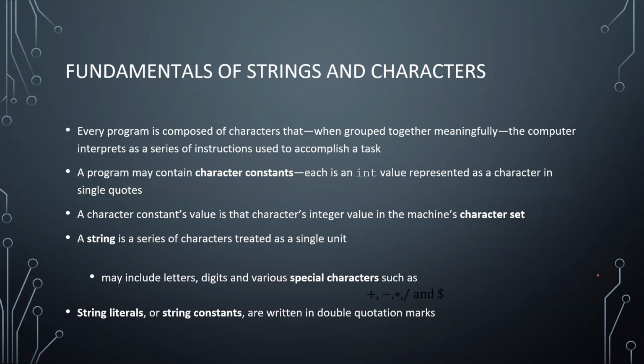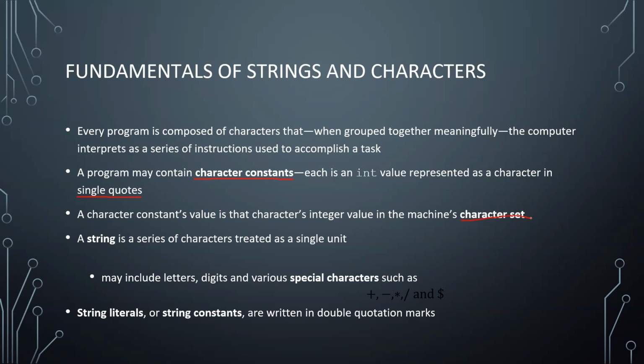Now, some fundamentals about characters and strings. Every program is composed of characters, and when you put those characters together, it forms words, words form sentences, sentences form paragraphs. So a program can contain a character constant, and as far as the computer processor, the compiler are concerned, that character constant is going to be an int value represented by a single alphanumeric in single quotes. A character's constant value is that character's integer value in the character set.